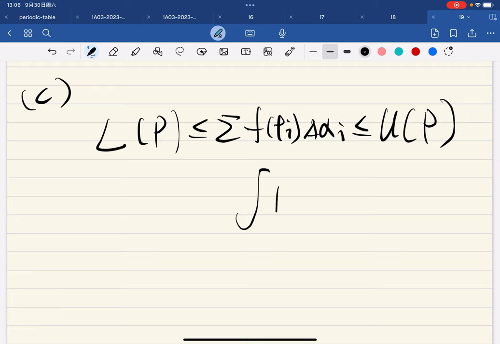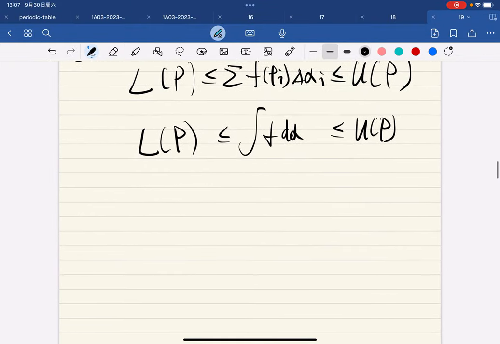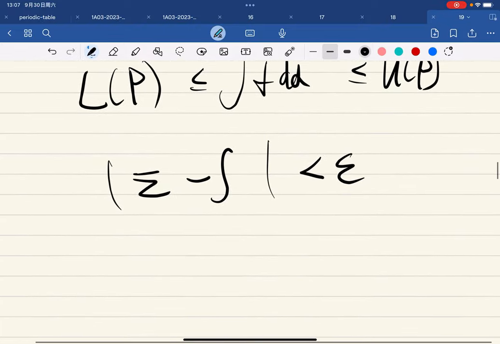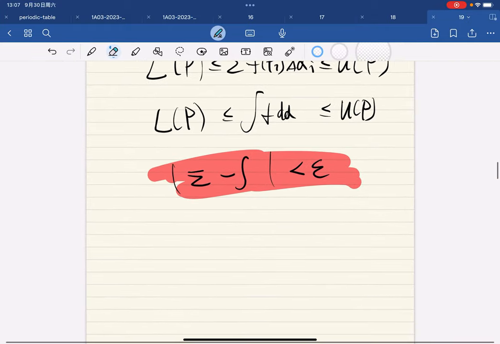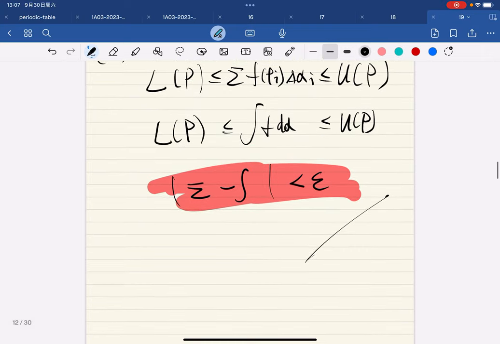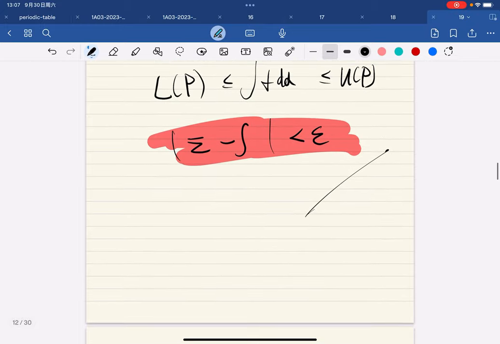And also we have U_P and L_P, and if it lies between them, then you have a beautiful inequality, which means that the sum and the integral get arbitrarily close to each other. This is my favorite inequality. The sum and the integral get arbitrarily close. It's an abbreviation, but, right? Okay. So basically, the sum is the integral, something like that.